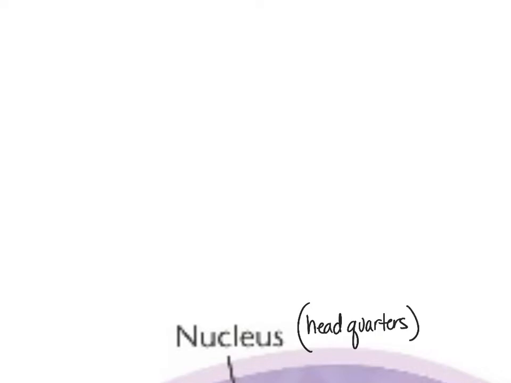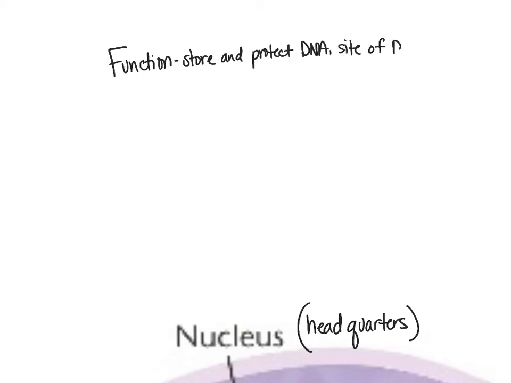So the headquarters of the cell, meaning that's where all of the information is coming out of. Remember, it maintains the information in our DNA, and it sends that information out. So the function of the nucleus then is to store and protect the DNA, and this is the site of DNA and RNA synthesis.